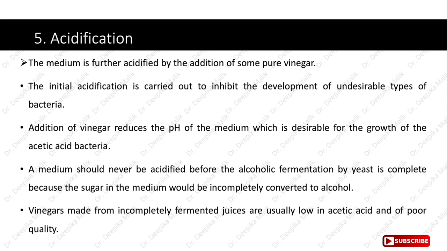The medium is further acidified by the addition of some pure vinegar. The initial acidification is carried out to inhibit the development of undesirable types of bacteria. Addition of vinegar reduces the pH of the medium, which is desirable for the growth of the acetic acid bacteria. So basically, here we are adding a small amount of pure vinegar to provide suitable acidic conditions for the growth of acetic acid bacteria and to inhibit growth of undesirable microorganisms.